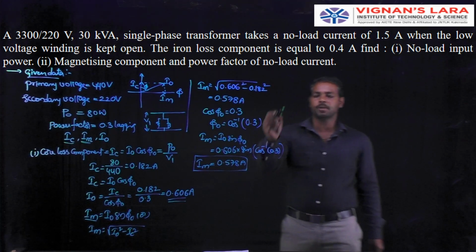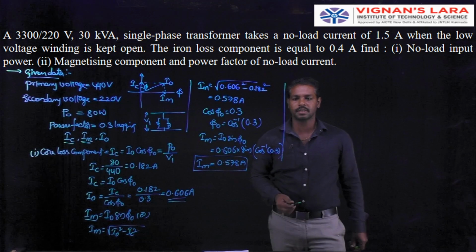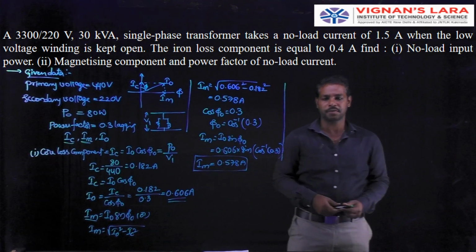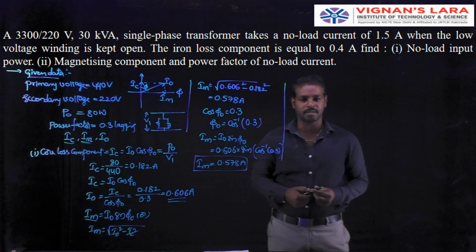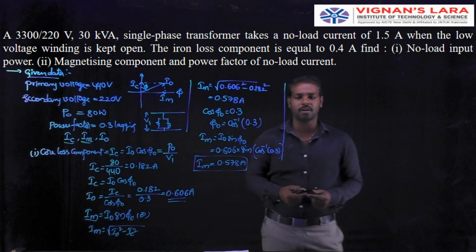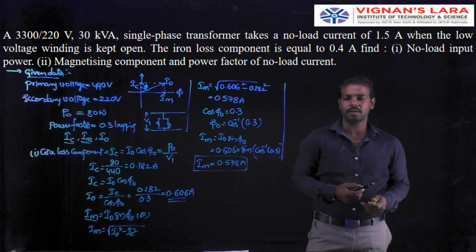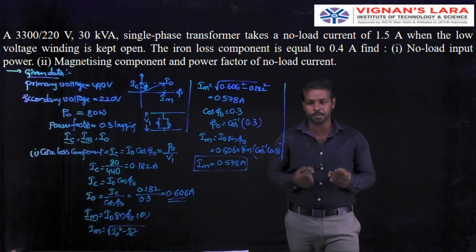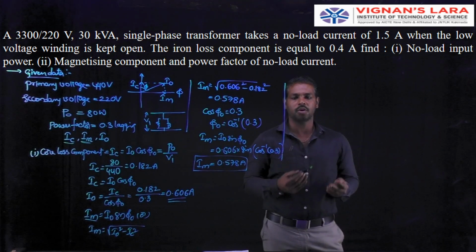A 3300 volts, 30 kVA single phase transformer takes a no load current of 1.5 amperes when the low voltage winding is kept open. The iron loss component is equal to 0.4 amperes. Find no load current, no load input power, magnetizing component, and power factor of no load current.